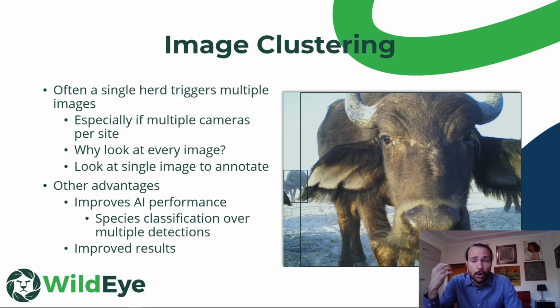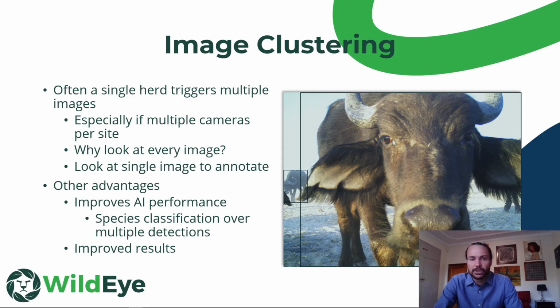So the idea is if you have a herd of antelope that walks between those 2 cameras, each camera triggers, say, 10 times, and I've got 20 images, and you only have to look at one to be able to say, okay, that's impala or antelope or whatever you want to label it as, and move on. So that's the basic idea. So you can massively improve your annotation efficiency in that way.